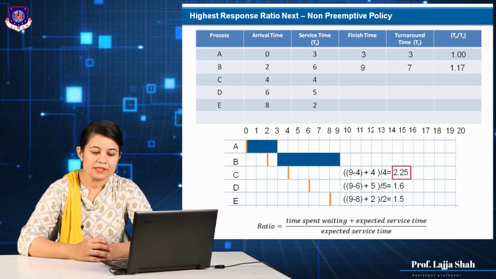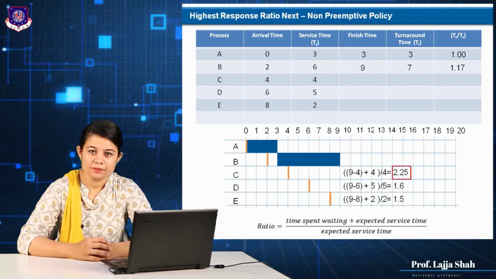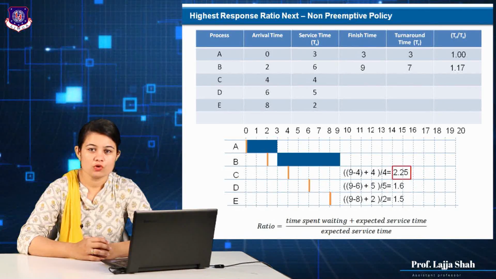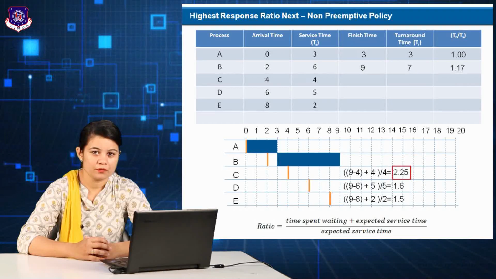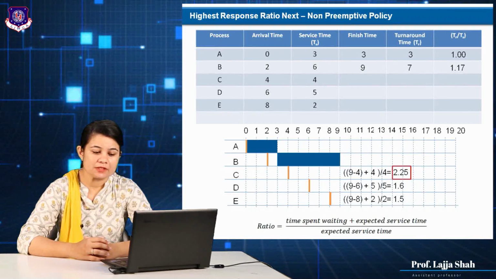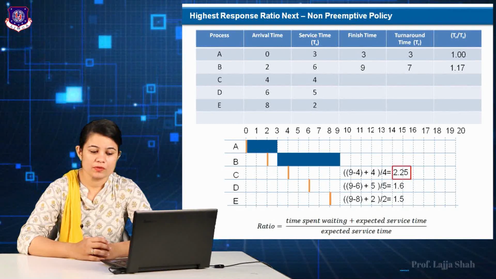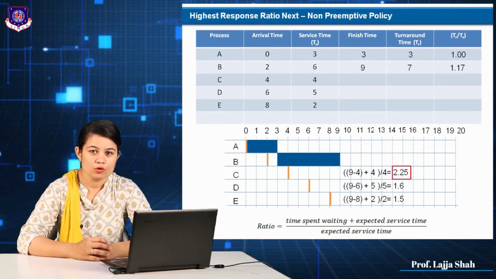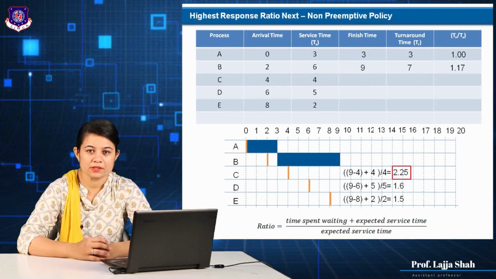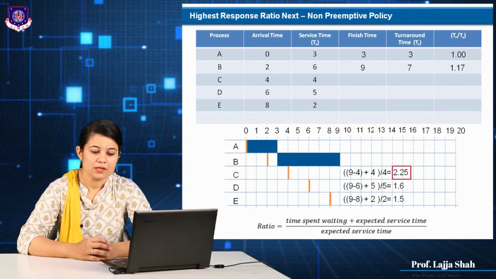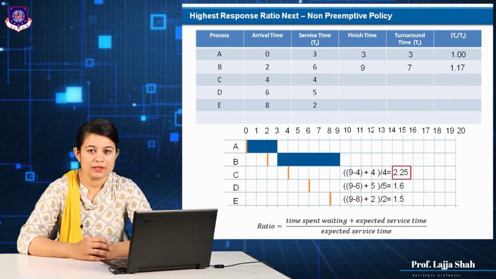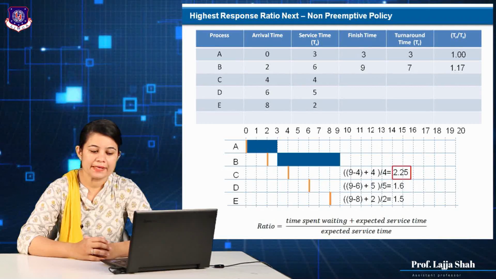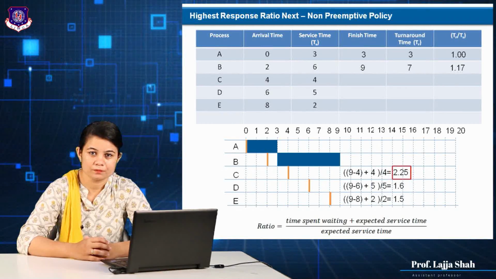Process C's waiting time is 5 seconds. Its service time is 4 seconds. Hence, its ratio will be 2.25. Process D's waiting time is 3 seconds. Its service time is 5 seconds. So, its ratio will be 1.6. Process E's waiting time is only 1 second. Its service time is 2 seconds. So, its ratio will be 1.5.